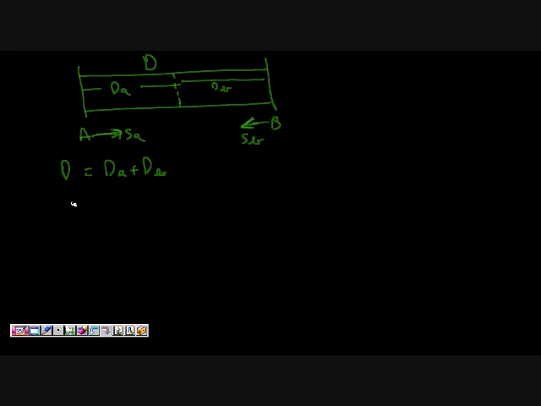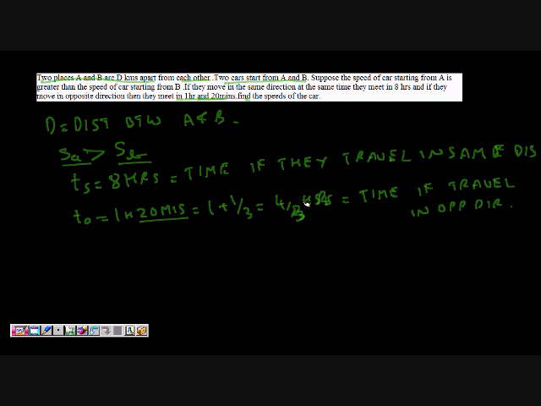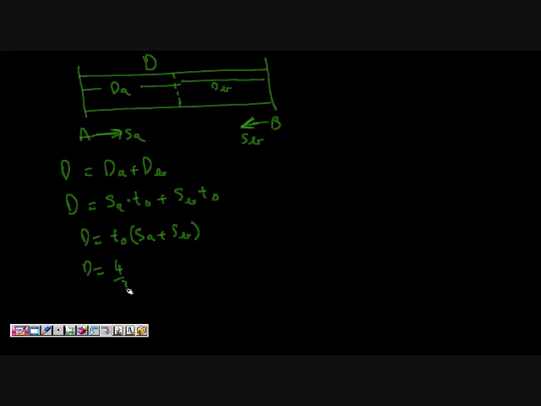So we can write D is equal to, since distance is speed multiplied by time, S of A multiplied by time plus S of B multiplied by time. So distance is equal to T of O times S of A plus S of B. We know that T of O is 4/3 hours, so we can write D equals 4/3 times S of A plus S of B. Okay, that's equation number 1.